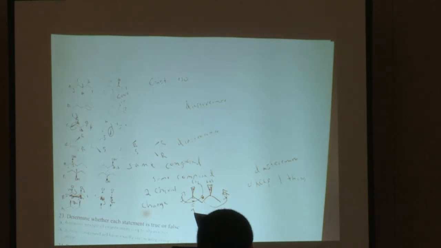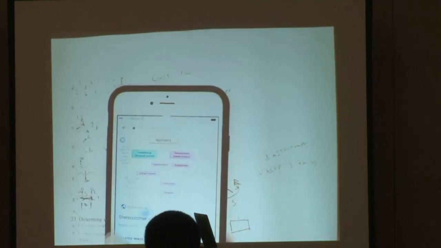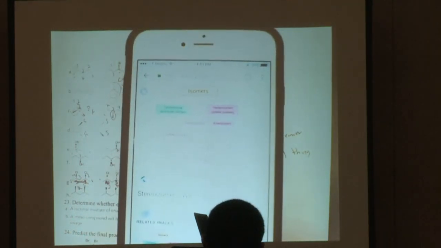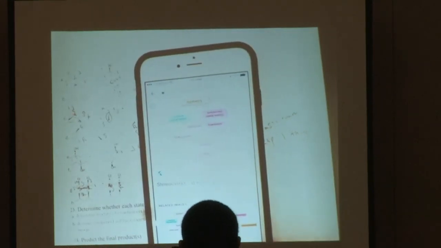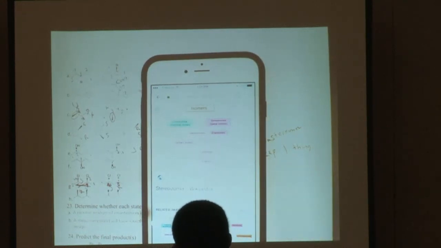It's hard to find one that actually works for this, but I don't know if you guys can see this, but this is a pretty good explanation for isomers. Let me see if I can get it to focus on it.